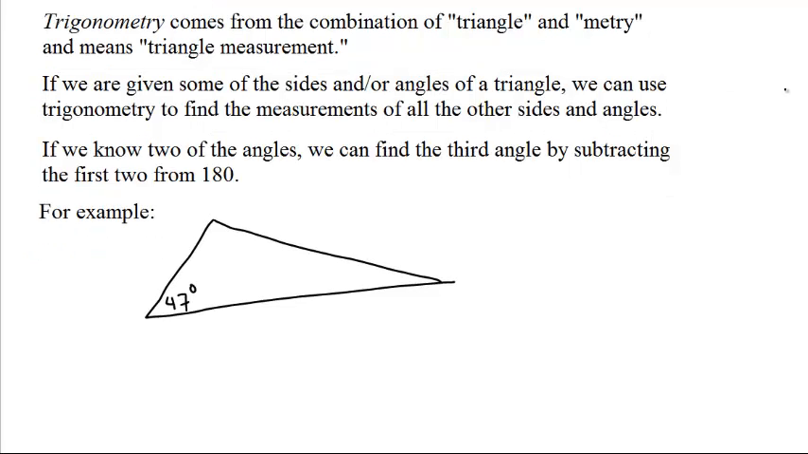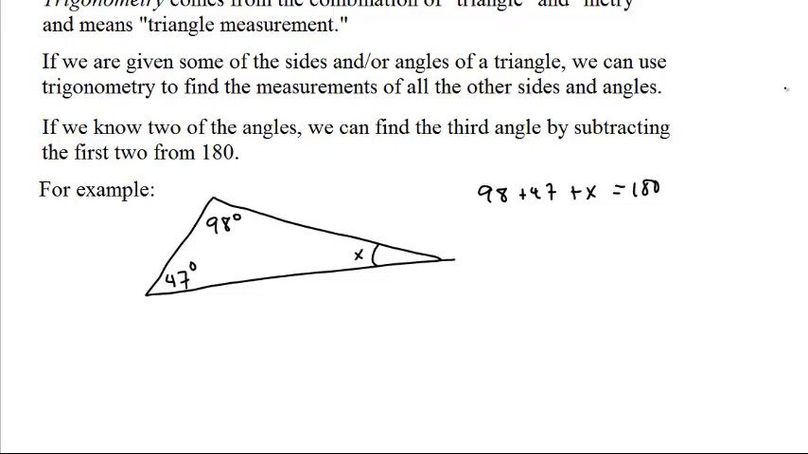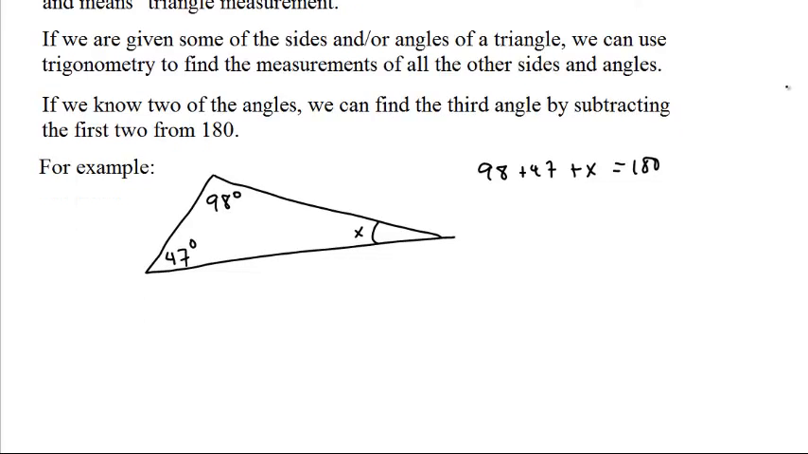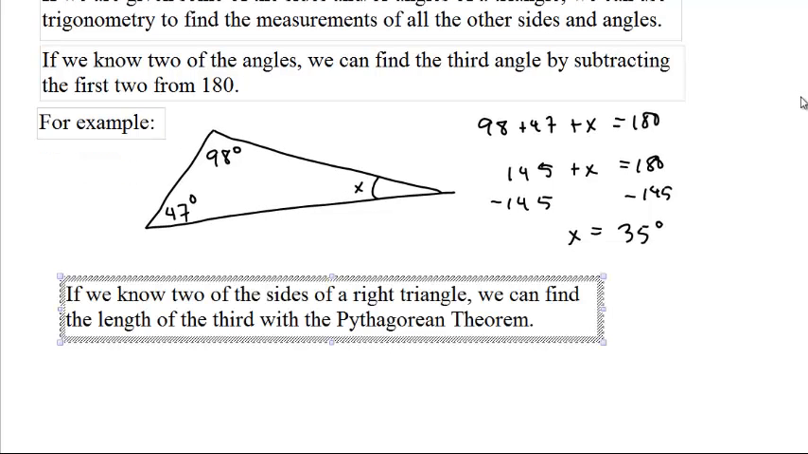Let's say one angle is 47 degrees, the next angle is 98 degrees. What's the remaining angle? Well, 98 plus 47 plus x is going to add up to 180 degrees, because the angles of a triangle add up to 180 degrees. Let's see, 98 plus 47 is 145. Subtract 145 from both sides. x is 35 degrees. Not so hard, and we didn't need trigonometry, but it's still a form of trigonometry. We are measuring things about a triangle.